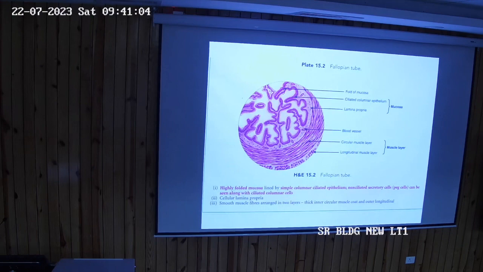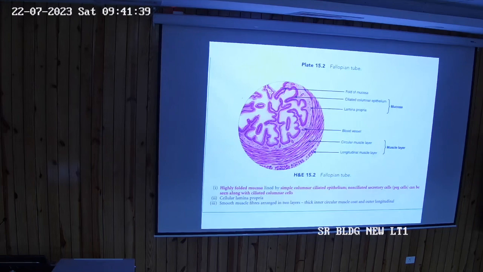So very simple, when we see the transverse section, you will find such pictures. A large number of mucosal folds, and these mucosal folds surround the lamina propria. The lamina propria is always the same, having lymphatics, blood vessels, and nerves. Then there is the inner muscle coat, which is the circular muscle fiber, and the outer is longitudinal. That is the transverse section of the fallopian tube.